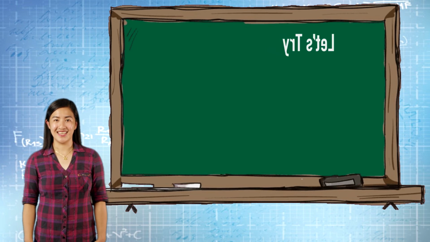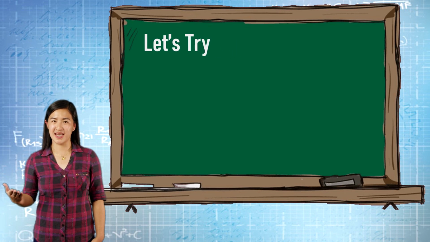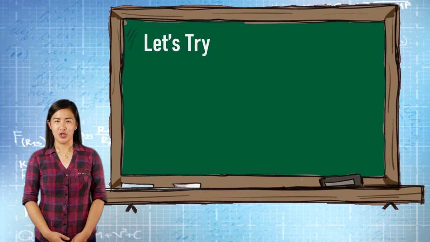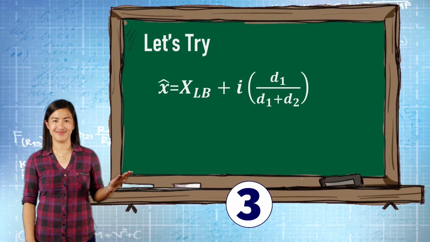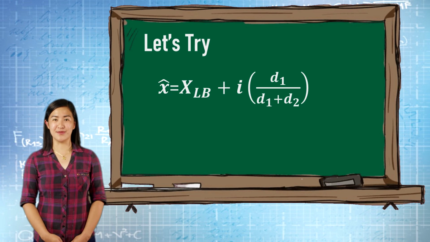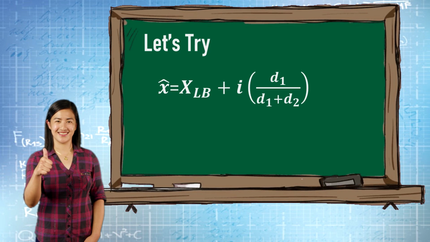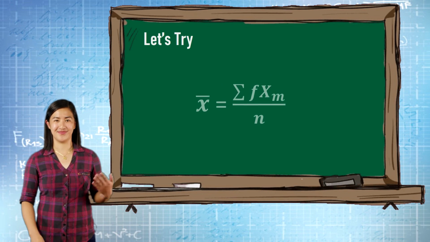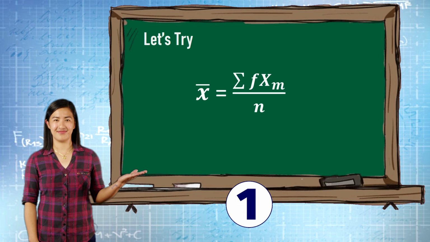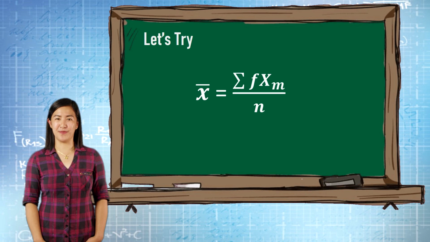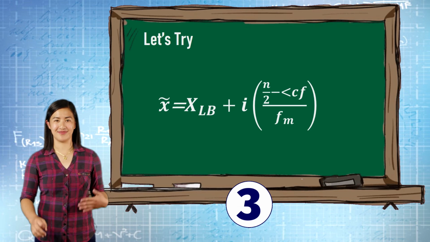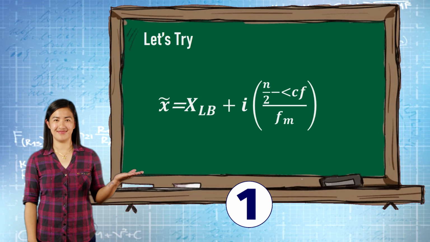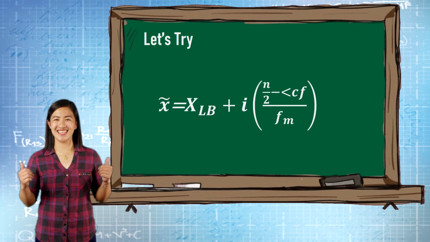Let's try. Determine what concept is being represented by the following formula. You are given 3 seconds to answer. Number 1. If your answer is mode, you are correct. Number 2. If your answer is mean, you are right. Number 3. It's the median. That is great.